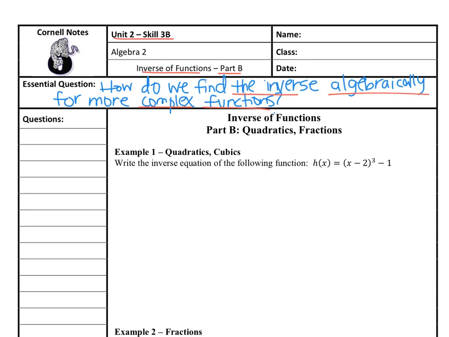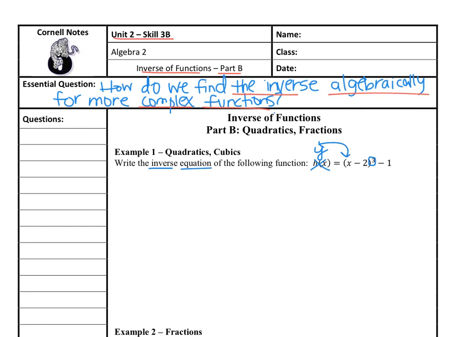So for example, it says write the inverse equation of the following function, h of x equals this here. So we're going to start by rewriting the h of x as y. So get rid of that and call that y. And we're still going to do the switching of the x and the y. But this time, we're just dealing with equations that have things like x cubed in them, and we're going to be dealing with some other GCF fun stuff, okay?